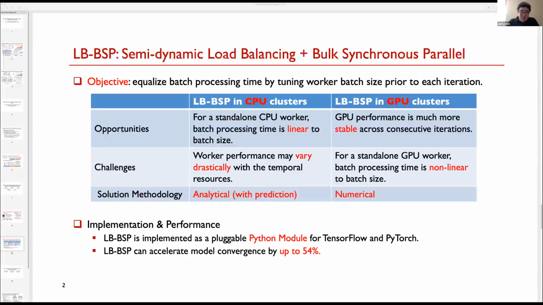Can we also apply semi-dynamic load balancing for model parallelization to parallelize the training? This question is by Hao Wang. Okay, thank you for the question.